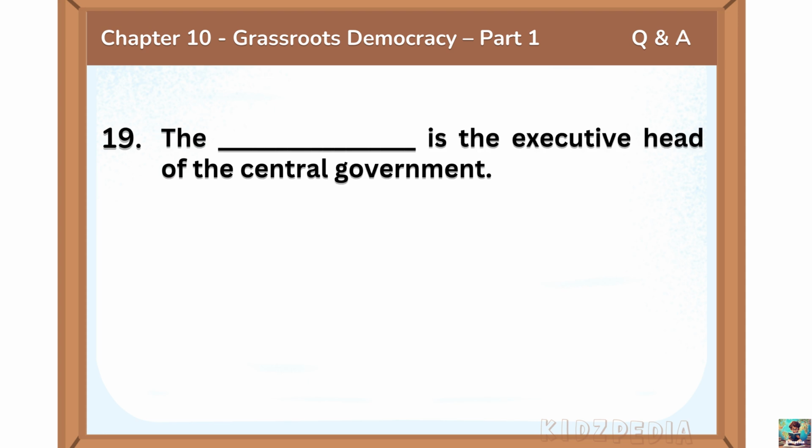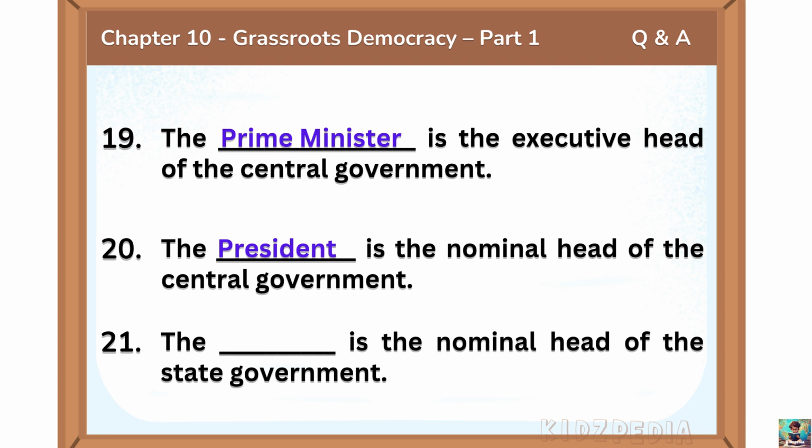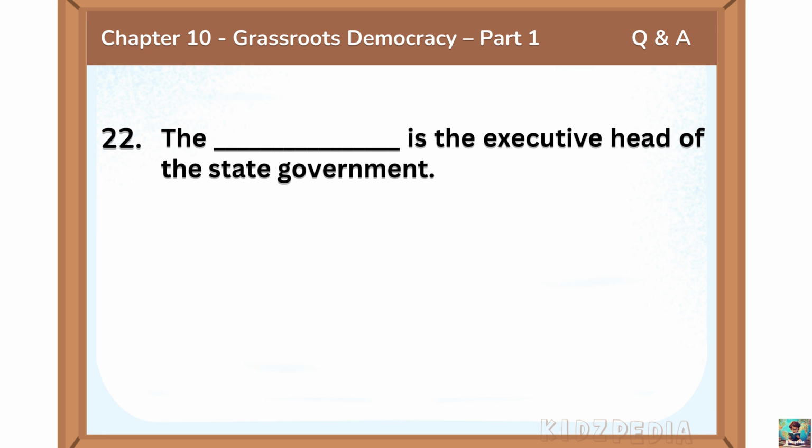The dash is the executive head of the central government. The Prime Minister is the executive head of the central government. The dash is the nominal head of the central government. The President is the nominal head of the central government. The dash is the nominal head of the state government. The Governor is the nominal head of the state government. The dash is the executive head of the state government. The Chief Minister is the executive head of the state government.